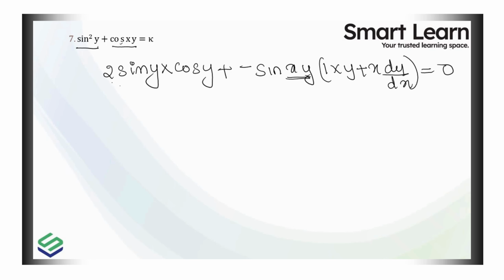So you will get 2 sine y cos y, that is sine 2y. And here you will get minus y sine xy plus, here one thing we forgot. What is that? dy by dx. Okay. So my sine 2y.